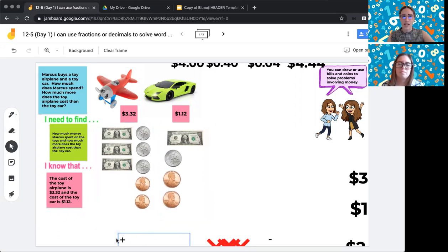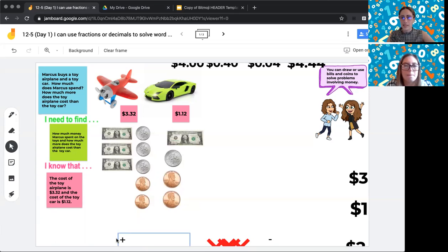What equation can we use to find out how much money Marcus spent? So I can write an equation, and because I have to find out the total amount he spent, I need to add both prices of the toy airplane and toy car together. So I can use addition. So I can do $3.32 plus $1.12.